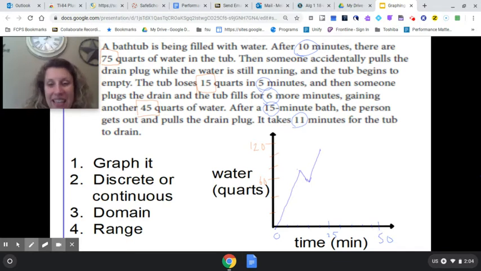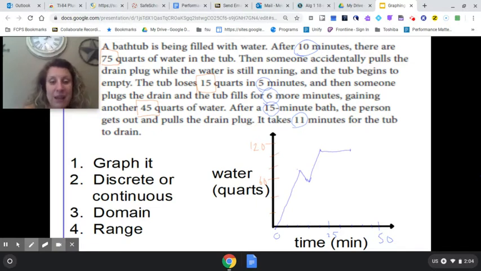Okay, then it says that they take a 15-minute bath. The water level is not going to change for those 15 minutes. So we're currently at 21 minutes plus 15 minutes. That's 36 minutes. We are still going to be at a water level of 105. Well, 105 quarts of water.